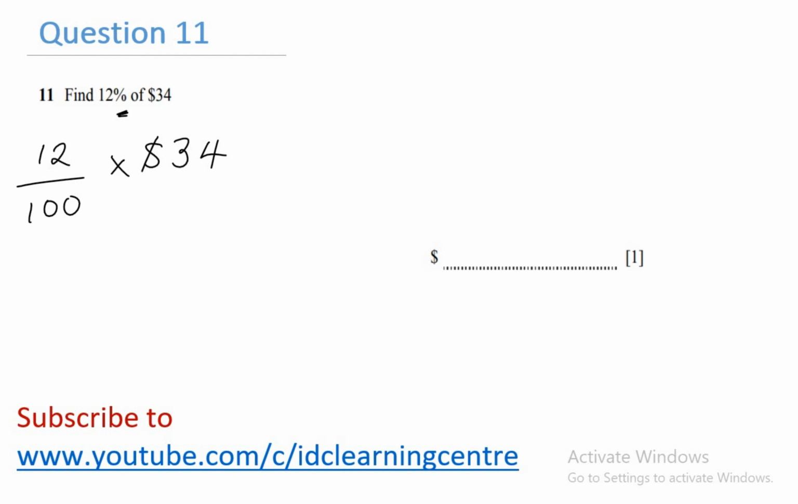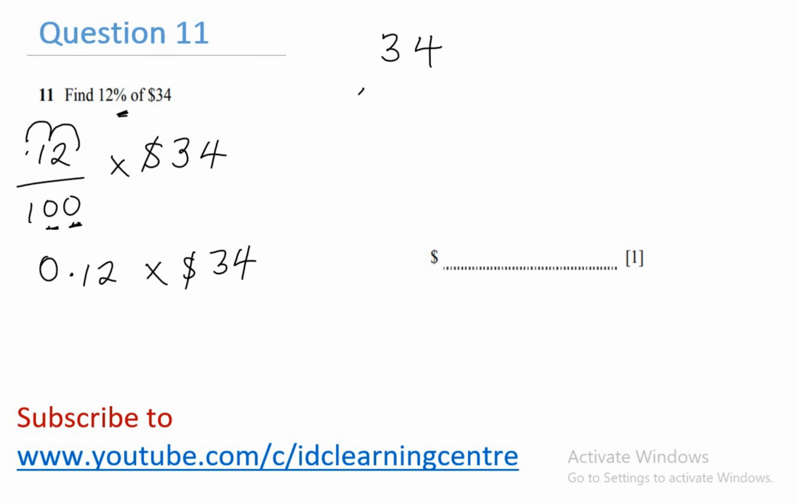I like dividing this way for round numbers so that it will be easier for you. 100 has 2 zeros, so you just move your decimal 1, 2 and put it here. So it's same thing as saying 0.12 times $34. Now ignore the decimal point and multiply. Once you're done, you put your decimal point.